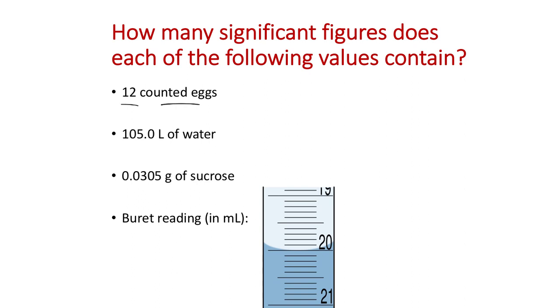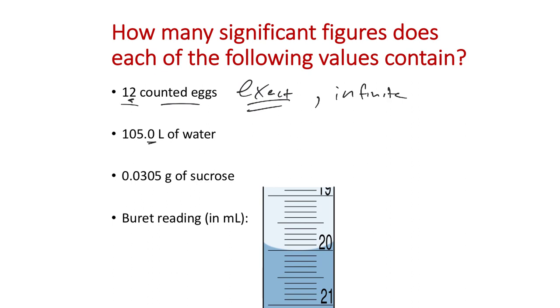So there are things that are very precise or exact, like we can count eggs. So this is an exact quantity. If I ask how many sig figs 12 counted eggs represent, the answer would be infinity, an infinite number of sig figs, not two. Sig figs come into play where we have an uncertain digit. There's no uncertain digit. Did I count 13? Did I count 11? No, I'm certain I counted 12. I count something, I know there's 12.